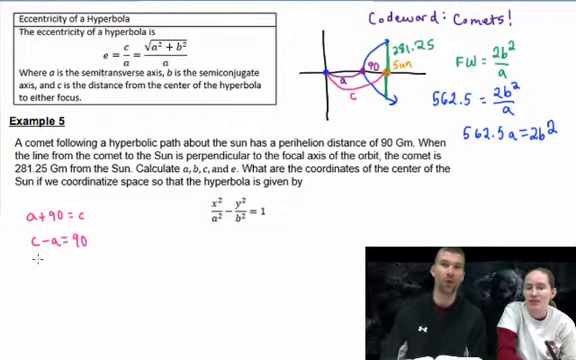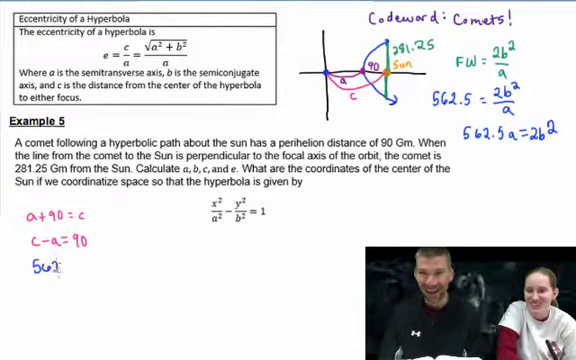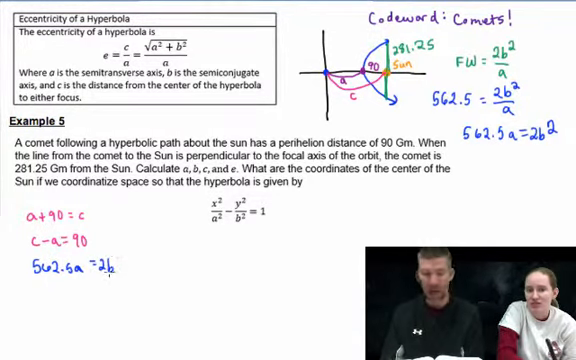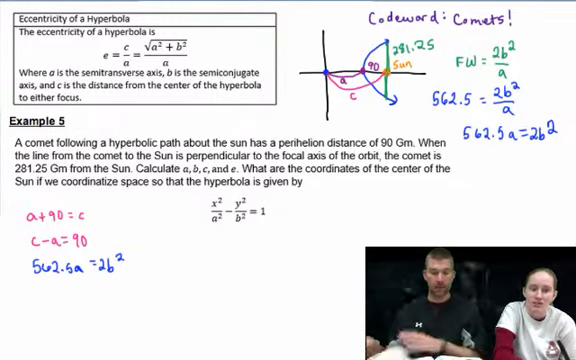Okay, so that means... that's a really big 2. So that means that now we've got a system of equations that we can solve for a and b.